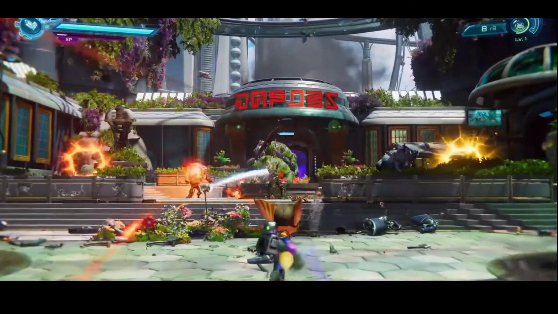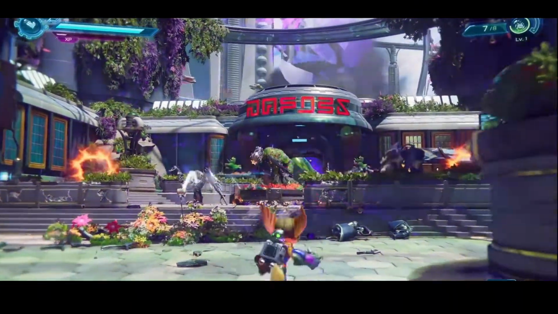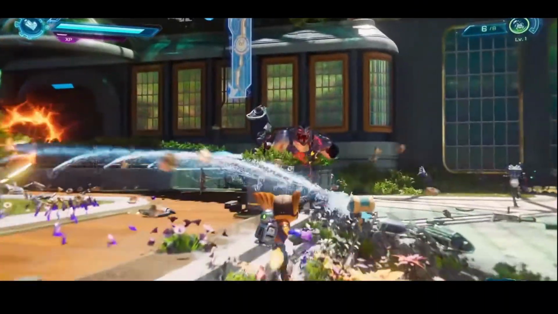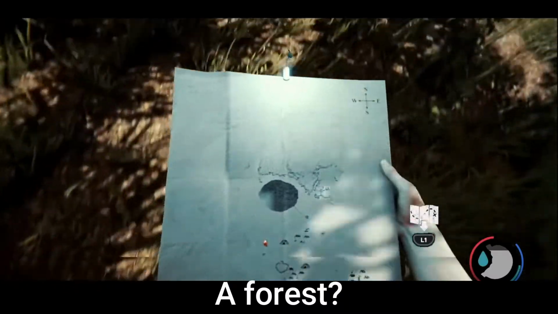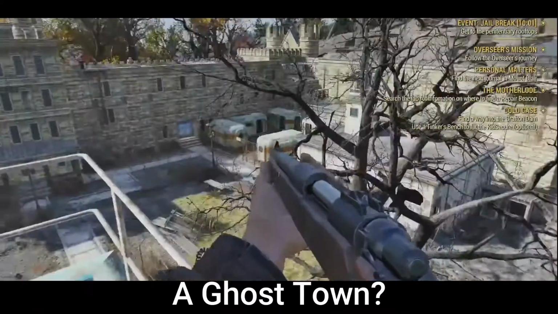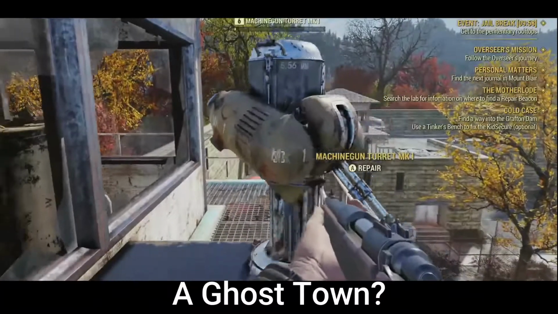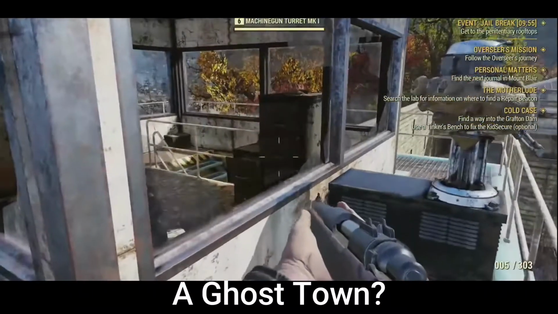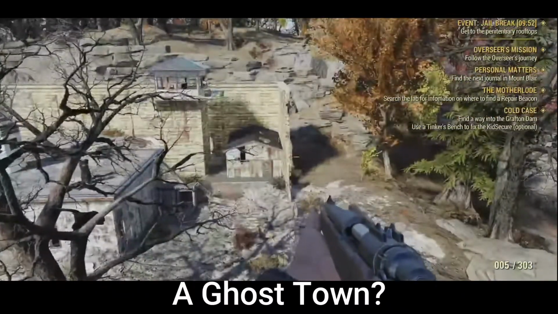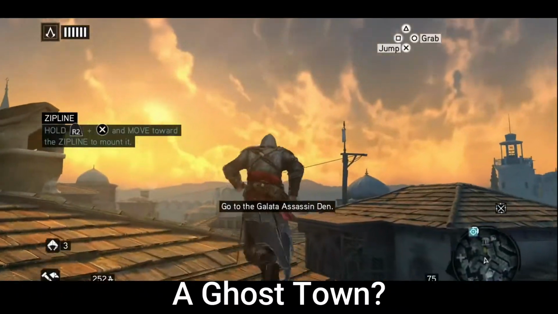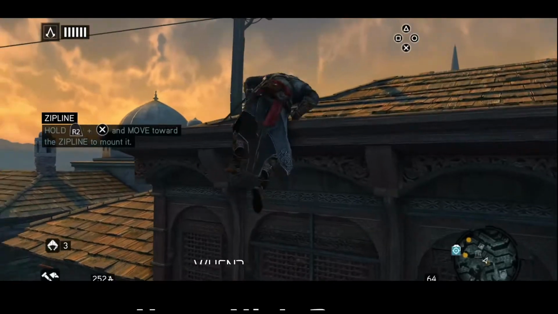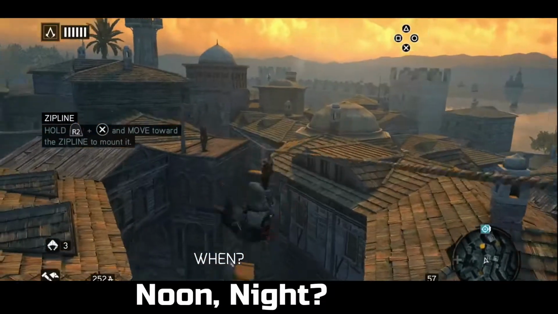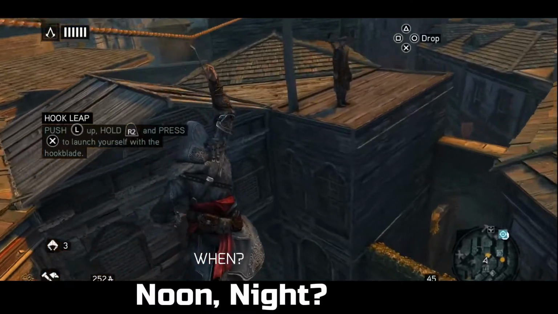After you've got all of this down, there are a few good questions to ask yourself. First off, where does the level take place? Is it a forest? Maybe a ghost town or an abandoned town? Maybe a town that nature is reclaiming after some kind of apocalypse has taken place. Maybe it takes place in France. Next, when does the level take place? Is it noon, nighttime, is it after a big battle?